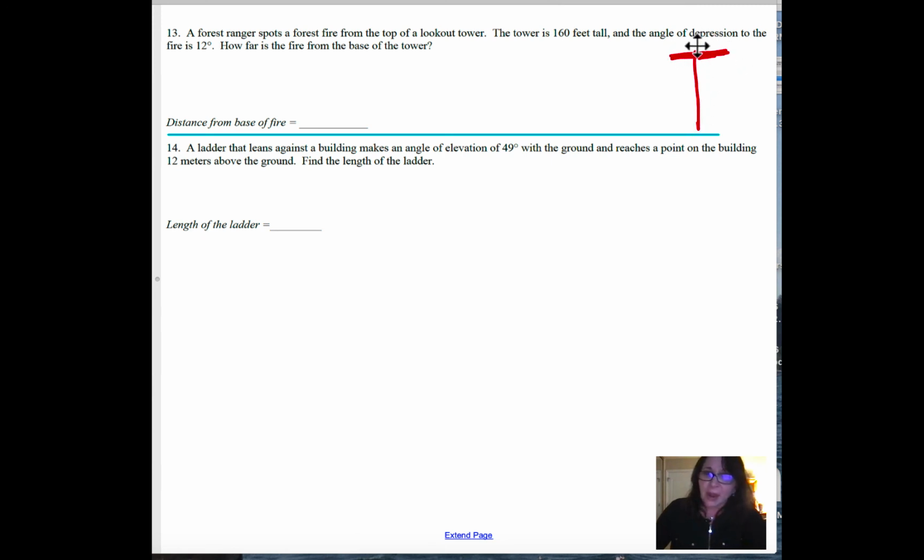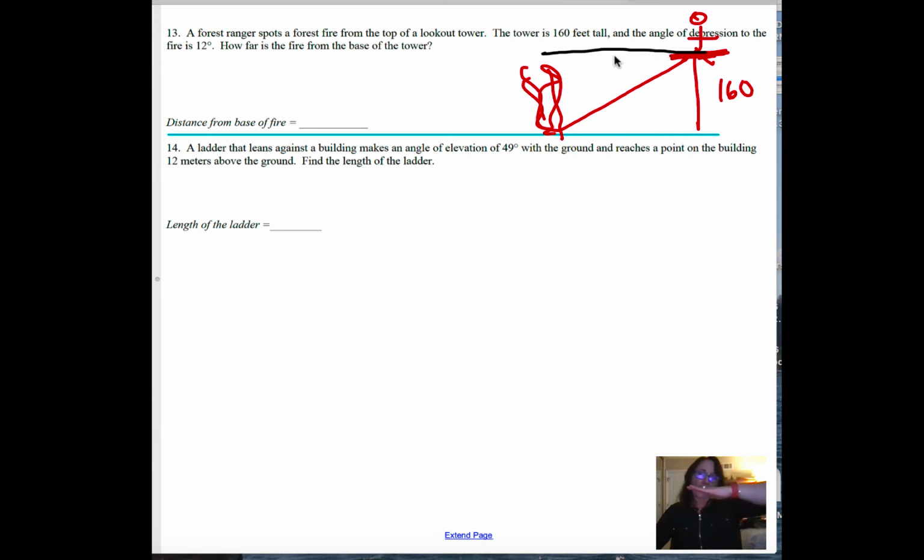The next problem is saying a forest ranger spots a forest fire from the top of a lookout tower. So here's our tower, and here's this person here. Spots a fire. So they're looking down on the ground, and here's the fire. The tower is 160 feet tall, and the angle of depression is 12. So note that this is what you have to remember, that the angle of depression is based on the horizontal. So this angle is the angle of depression right there, not the one inside, but the one that's based off of the horizontal. How far is the fire from the base of the tower?